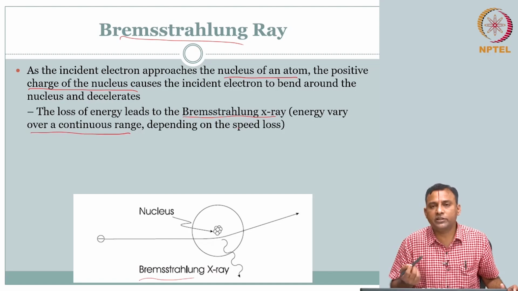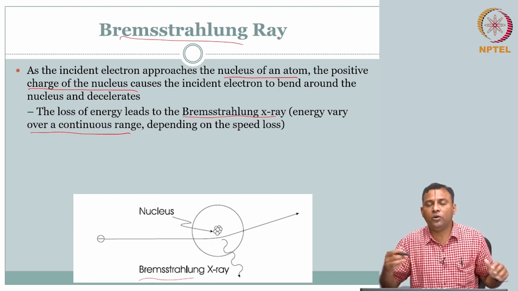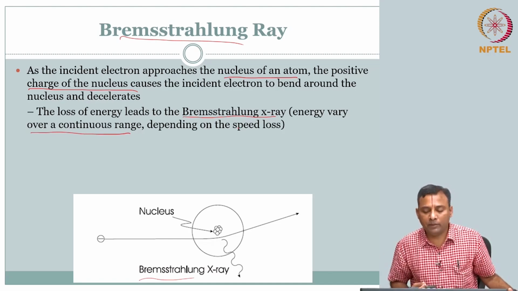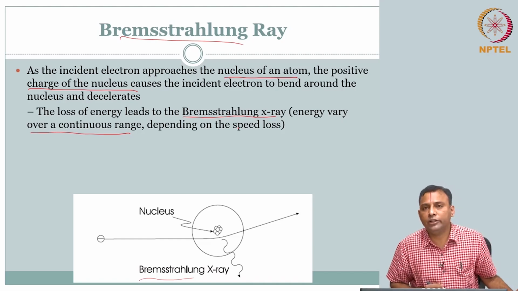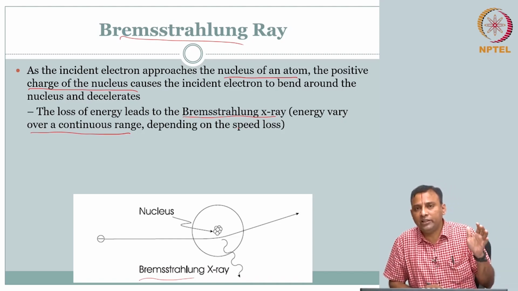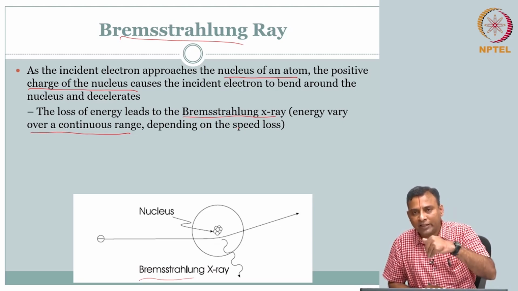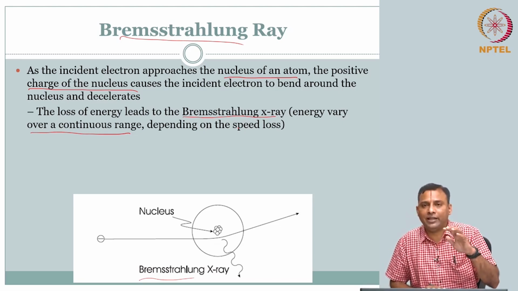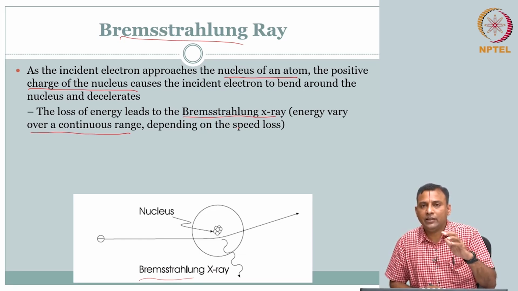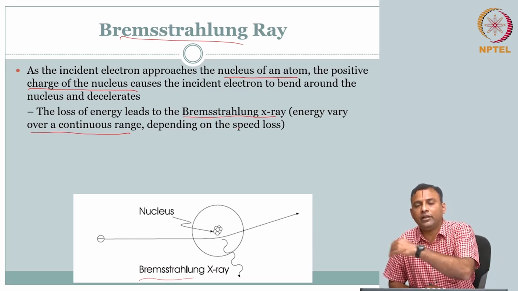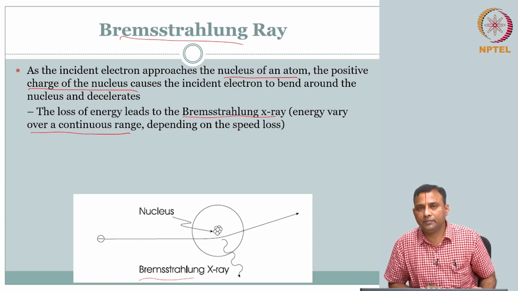Of course, it depends on how much speed is lost, but the point is it is over a continuous range. So you come with some energy, you start to apply brake, you start to lose energy, and the energy that you lose comes out in the X-ray radiation range, and eventually it stops.